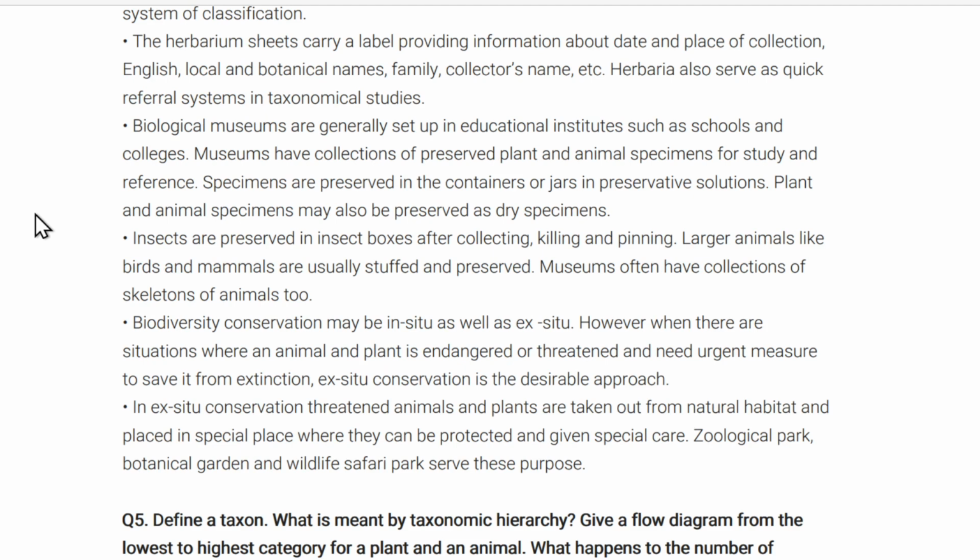Biodiversity conservation may be in situ as well as ex situ. However, when there are situations where an animal or plant is endangered or threatened and needs urgent measures to save it from extinction, ex situ conservation is a desirable approach. In ex situ conservation, threatened animals and plants are taken out from the natural habitat and placed in a special place where they can be protected and given special care. Zoological parks, botanical gardens and wildlife safari parks serve this purpose.